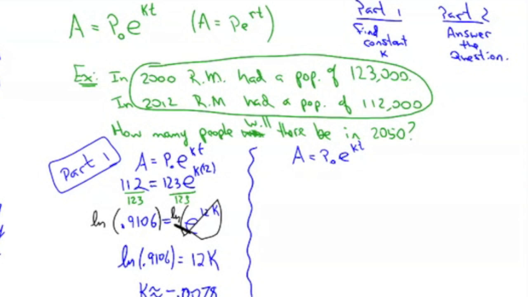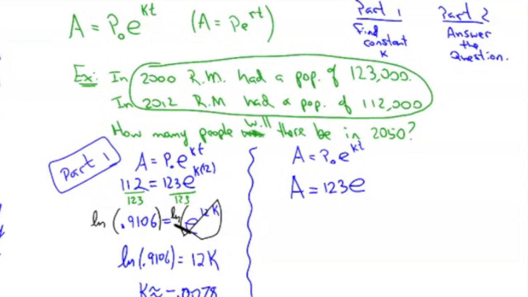Now for the second part, do I know the final population? No, because we're looking for after 50 years, and there's nothing about how many people are in Rocky Mountain after 50 years. So leave that alone, that's A. Do I know the initial population? Yes, 123. We'll drop the zeros because we'll just say our answers are in the thousands.